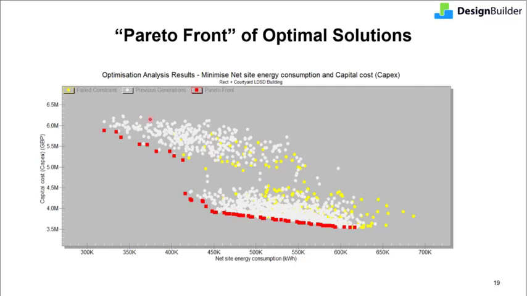The white points show the valid solutions that aren't optimal, and the yellow points are the ones that have a failed constraint. The red points on the leading edge of the point cloud, called the Pareto front, represent the solutions that cannot be beaten on these objectives.